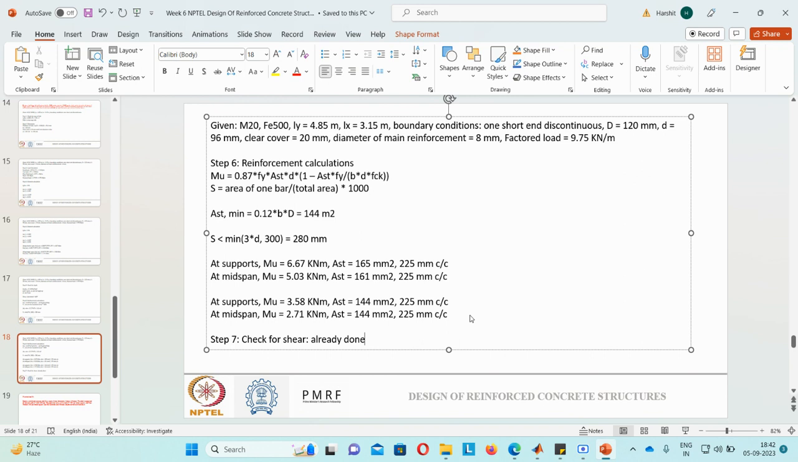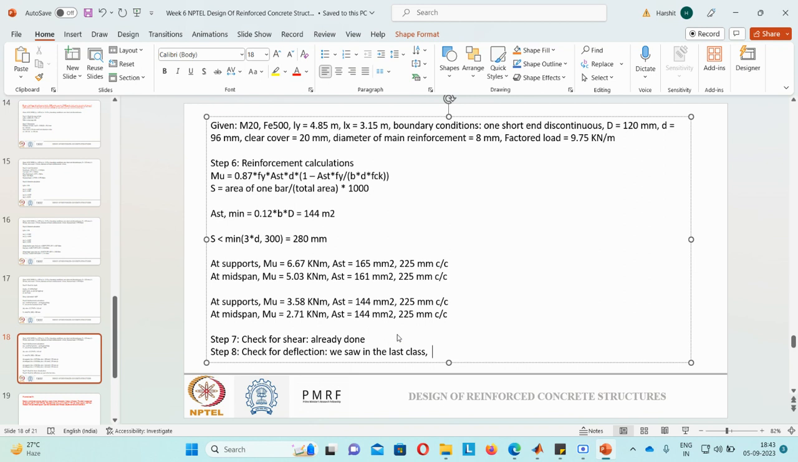And finally you can check for deflection also. Since you know how much area of reinforcement was required and how much you have provided, you can calculate the modification factor, and based on the modification factor you can check whether the allowable span upon depth that you have provided is enough or not. If it is enough, we say that it is safe for deflection. So check for deflection, that we also saw in the last class, so you can do it again. That is a very simple calculation.